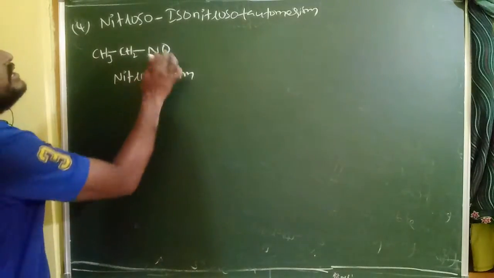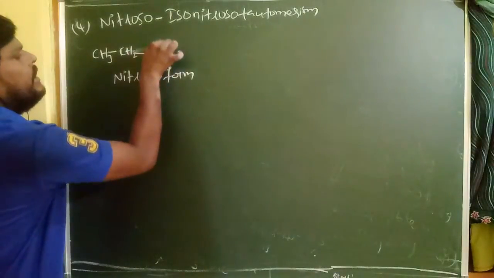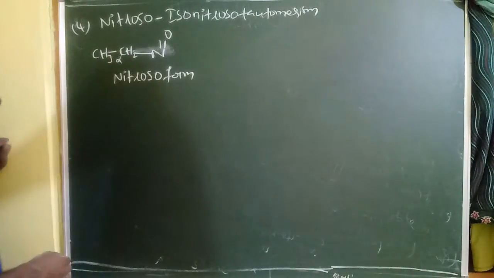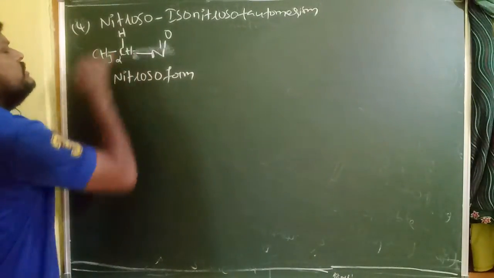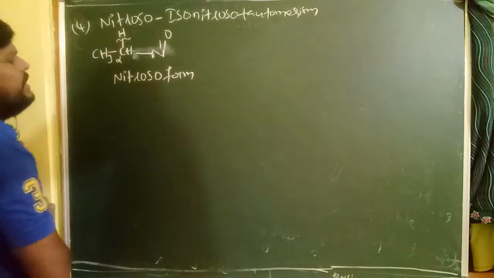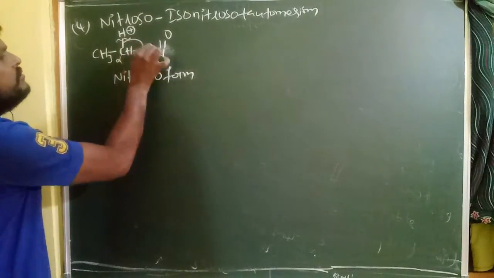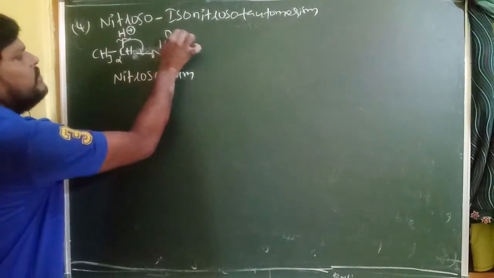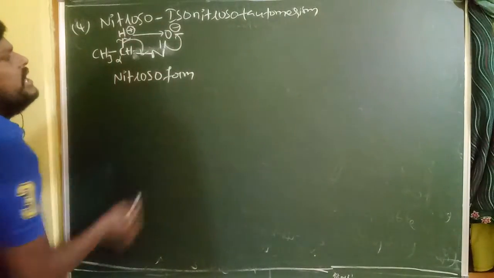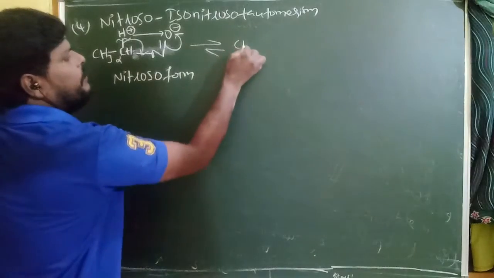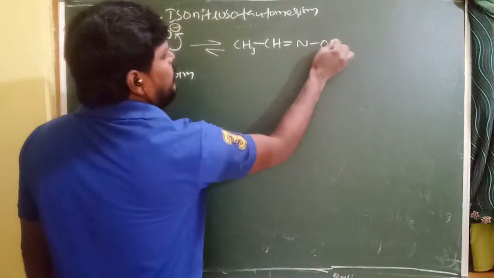Let us write down the structure for this: N double bond O. Here still it is the alpha carbon, and this alpha carbon has two alpha hydrogens. So I want to use one alpha hydrogen. The bond breaks, this hydrogen gets a positive charge, this bond rotates between carbon and nitrogen, and this bond rotates towards oxygen, and oxygen gets a negative charge. Immediately the positive charge of the hydrogen migrates towards oxygen to form CH3CH double bond N bond OH.